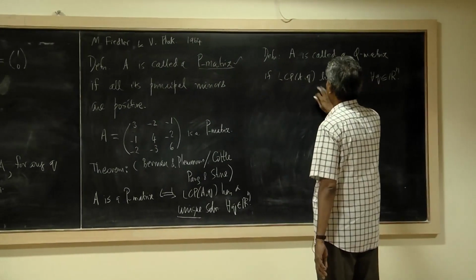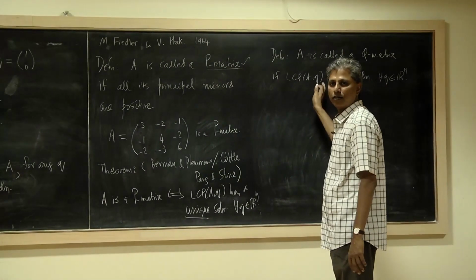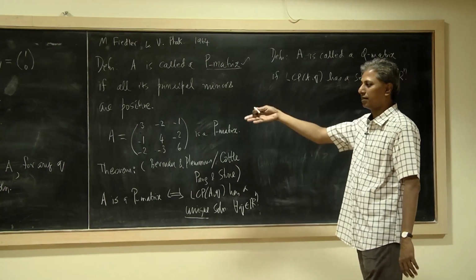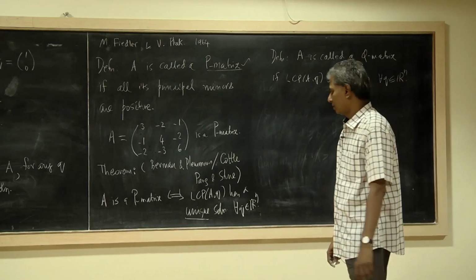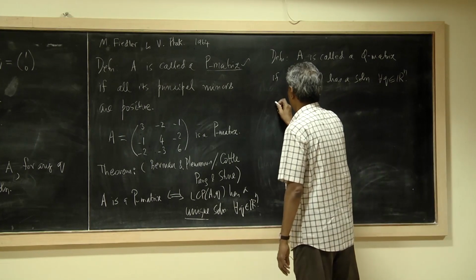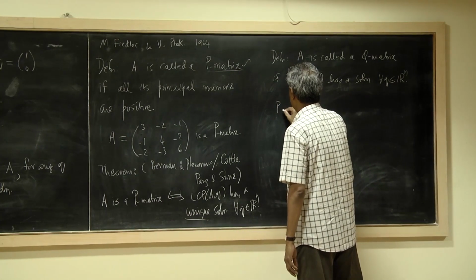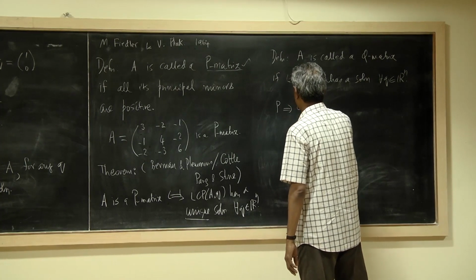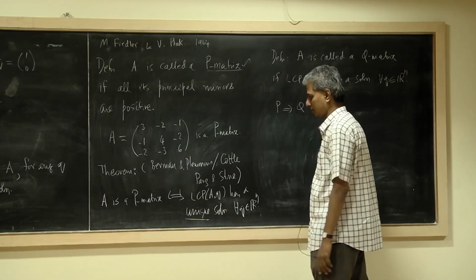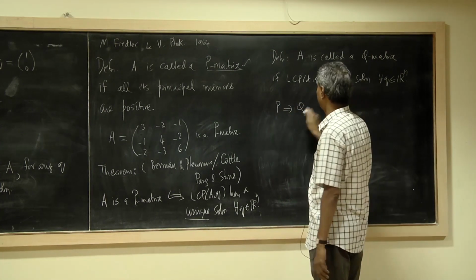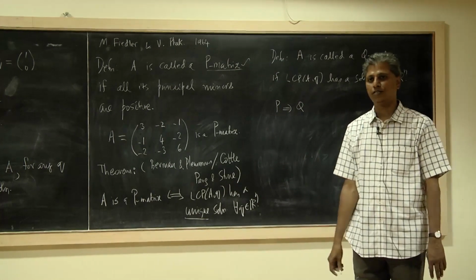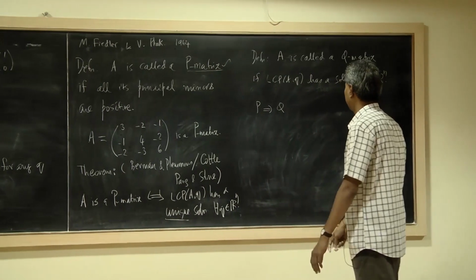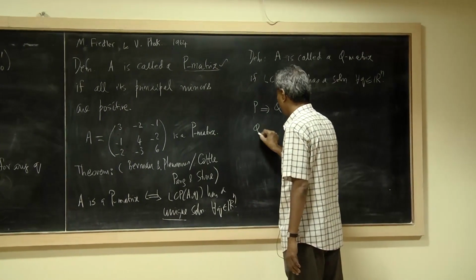Okay, now this is quite complicated. How do you verify that LCP A comma Q has a solution for all Q? It goes without saying that P implies Q. So I am using the same symbols here: P for P matrix, Q for Q matrix. So P implies Q is obvious from this theorem. This is not even a good statement. Now Q does not imply P.